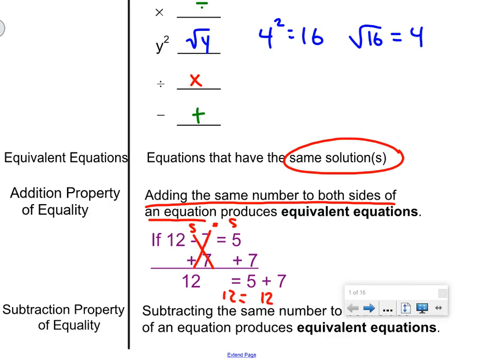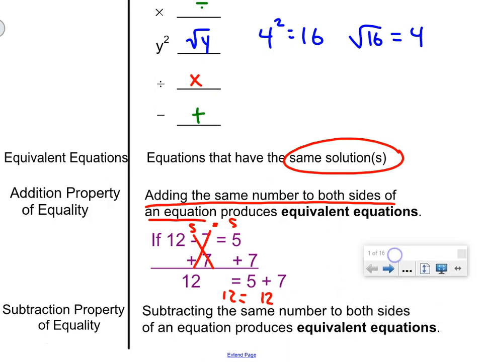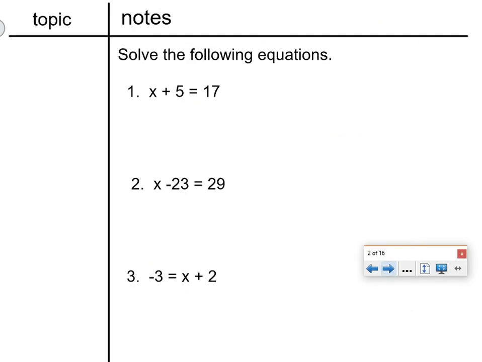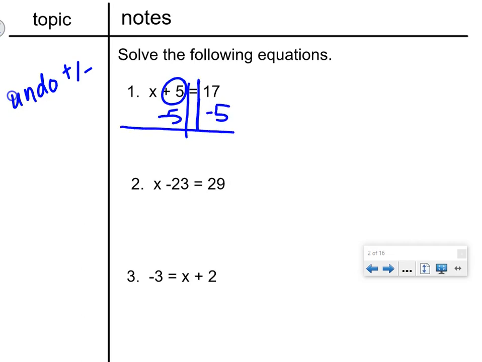That's an equivalent equation. Subtraction property of equality is the same thing, but that means you can subtract the same number from both sides, and it also produces an equivalent equation. Solving the following, we're going to have to undo the plus or minus. Undo a plus with a minus, undo a minus with a plus. So we have plus 5 here, so we want to undo that with a minus 5 on both sides. Whatever you do to one side of an equation, you have to do to the other side.